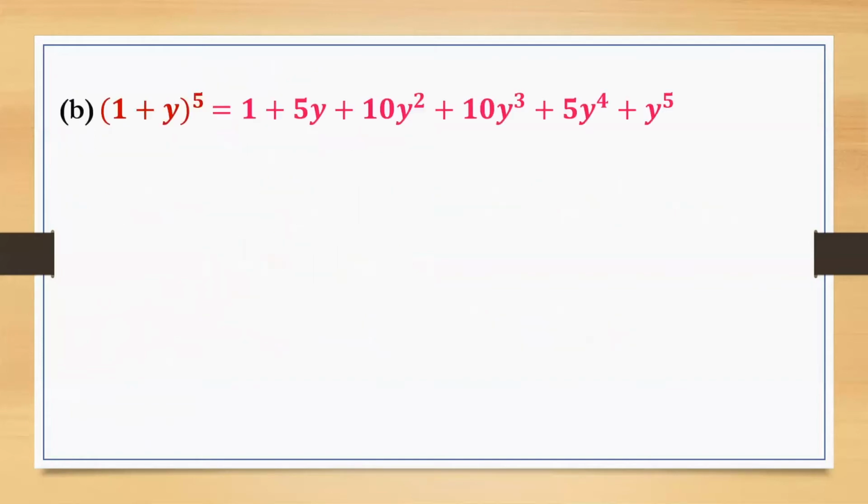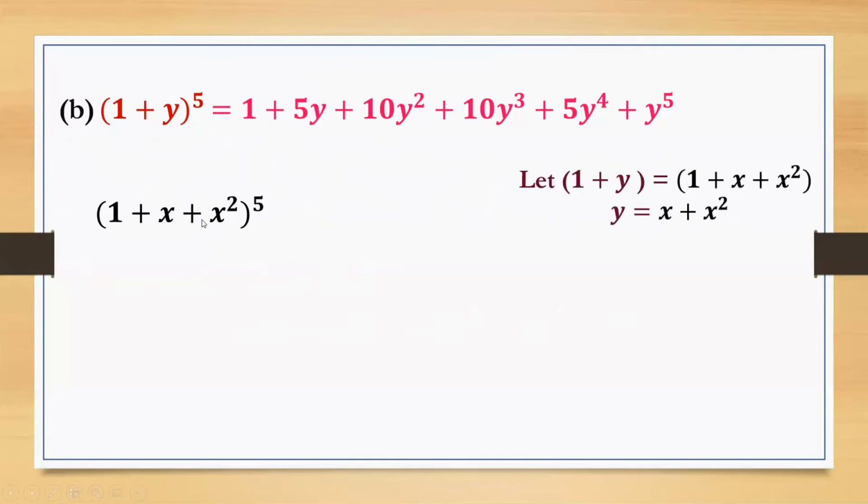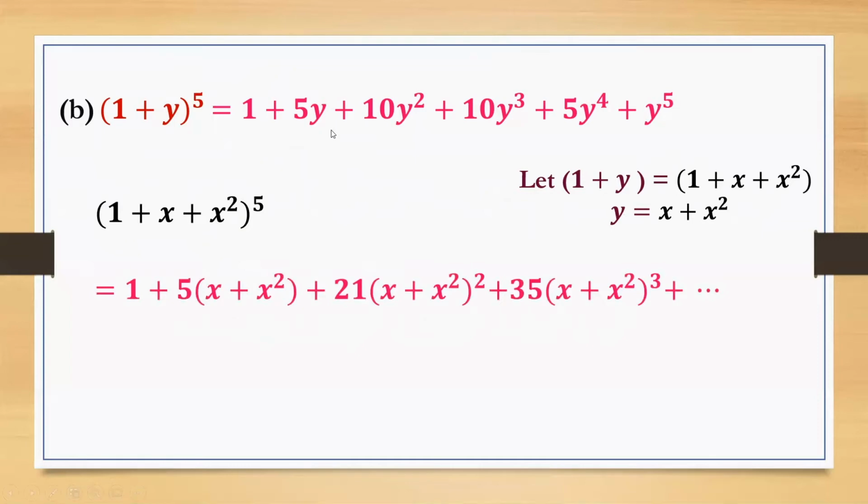Now for part B, I need to find (1 + x²)⁵, and I need to find up to x³. So you can see that we're going to use the answer obtained in part A to do part B. So here let 1 + y be equal to 1 + x², and y will be equal to x + x². So we shall replace y by x + x² everywhere in this line.